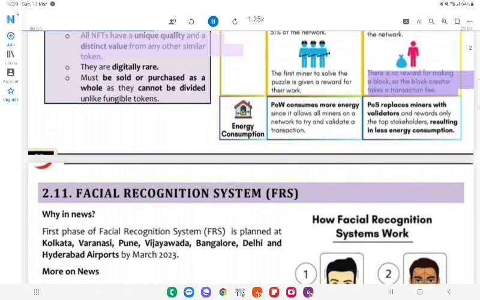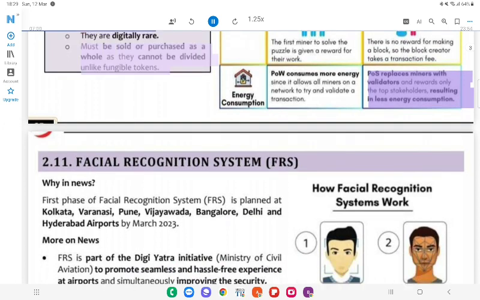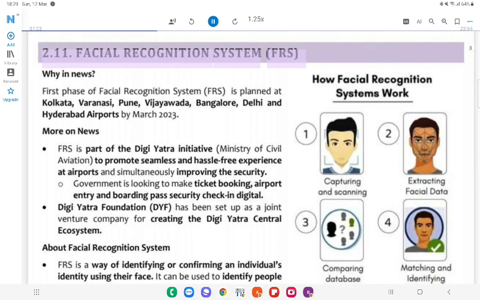There is no reward for making a block, so the block creator takes a transaction fee. POS replaces miners with validators and rewards only the top stakeholders, resulting in lower energy consumption. 2.11. Facial Recognition System, FRS.